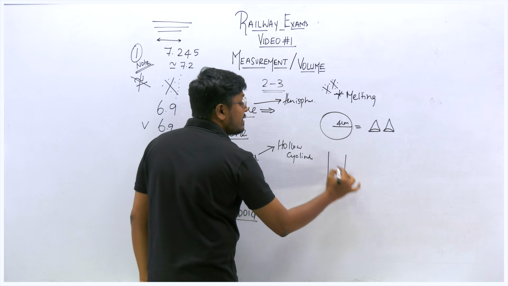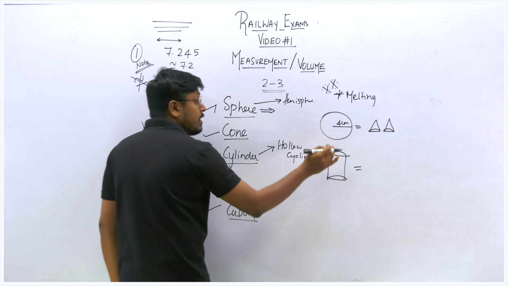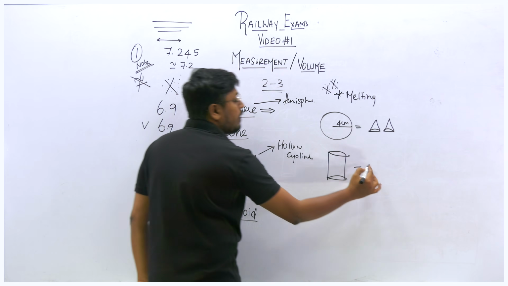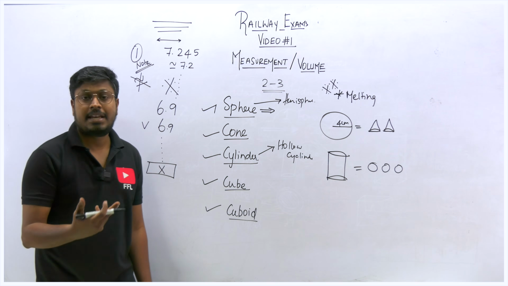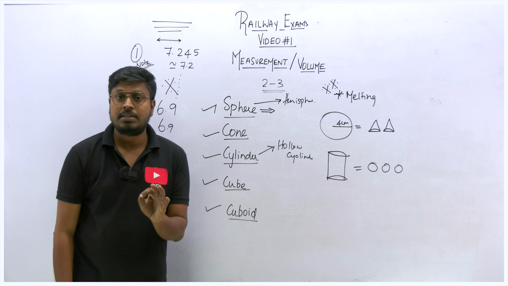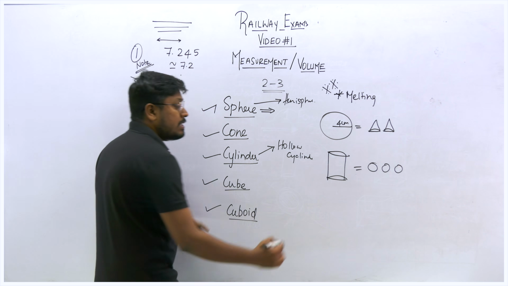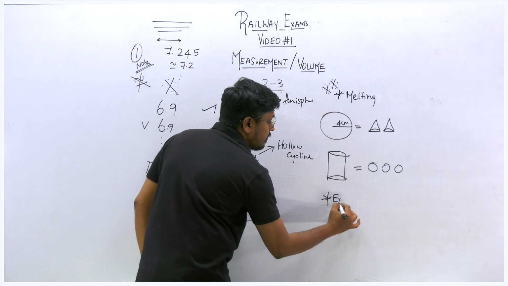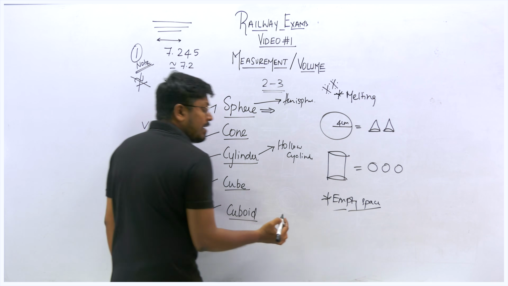Similarly, they will give a metallic cylinder, and our target is to melt this cylinder and make small balls, metallic spheres. So how many spheres can be made? So the melting concept is the most important concept. That is the first concept. And the second concept is empty space.